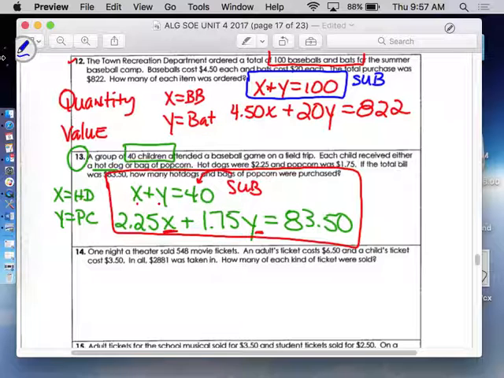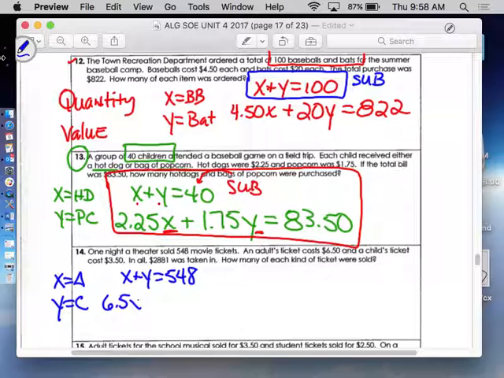And let's see, moving on to number 14. Here I've got movie tickets. I have adult and child. So X is the adult, Y is the child. I purchased 548 tickets, so X plus Y. And then the next equation attaches value. So 6.5X and 3.5Y. And I spent $2,881. And once again, I think it lends itself well to substitution, but you can solve as you wish.